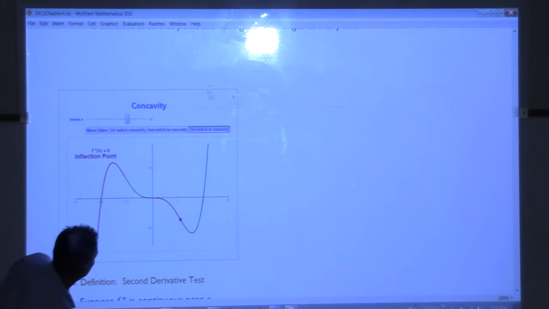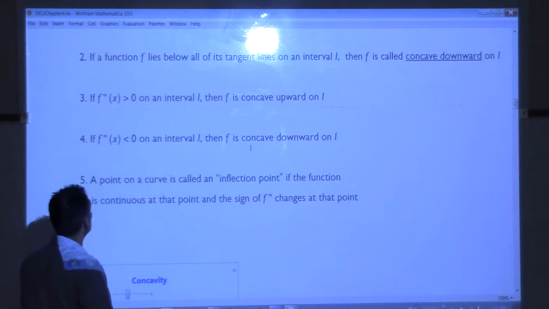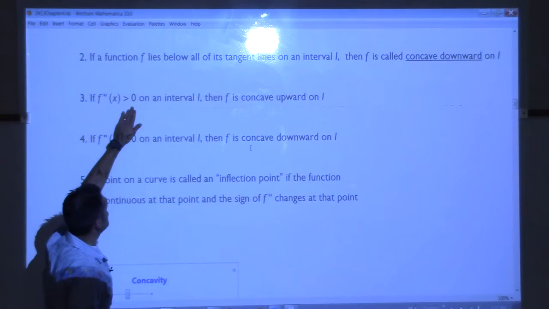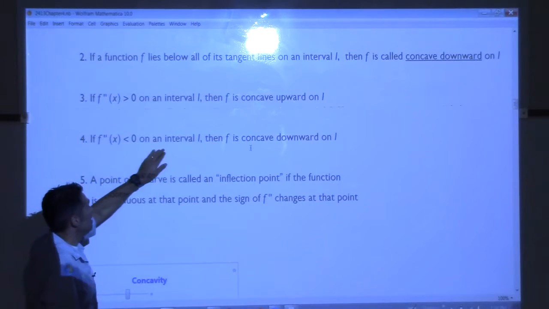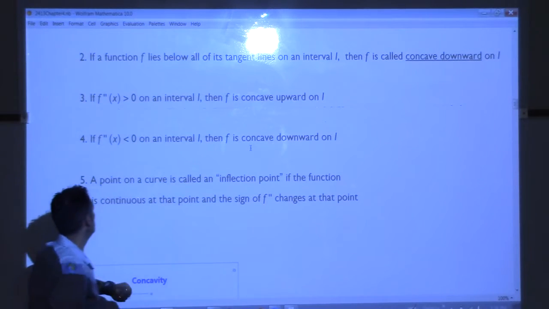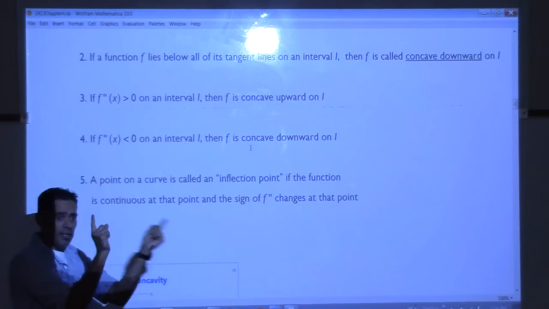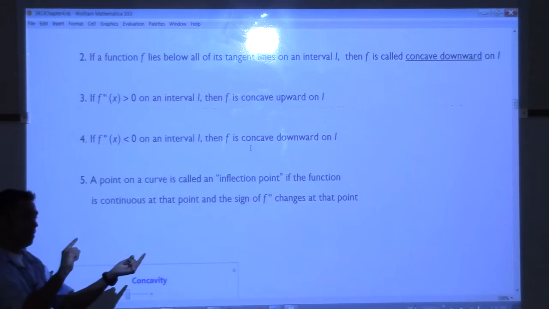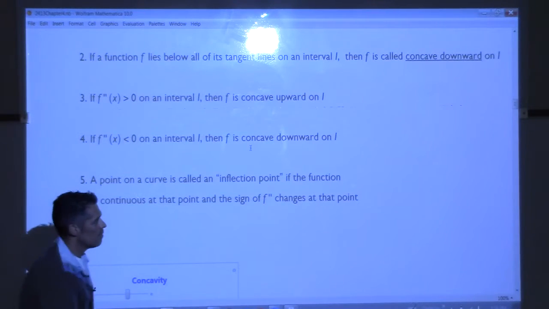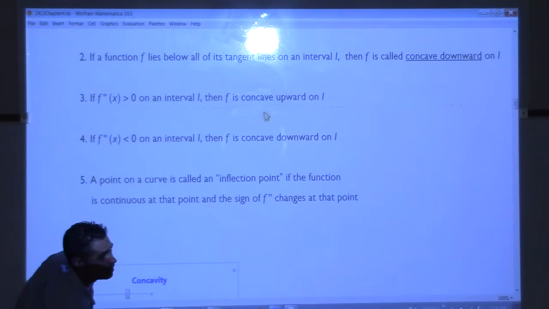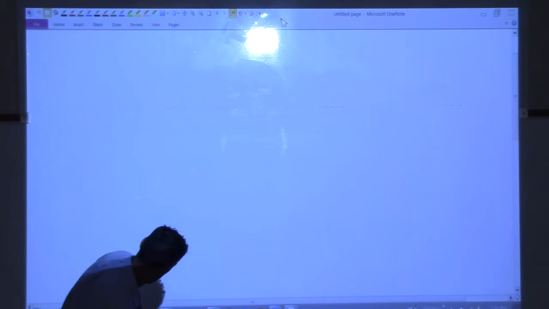Yeah. All right, so coming back up here, the summary is: if the second derivative is positive on an interval, then f is concave up there. If the second derivative is negative on an interval, then it's concave down on that interval. Any point on the curve where you get a change in concavity, either from positive to negative or negative to positive, either way, if there's a change, then you have an inflection point there. Okay. You all good?